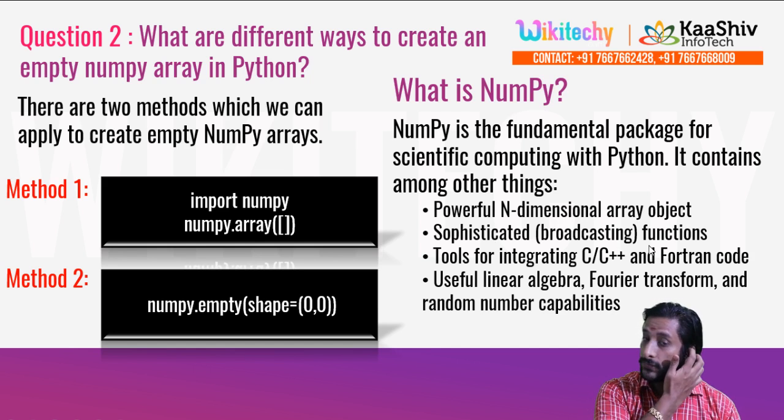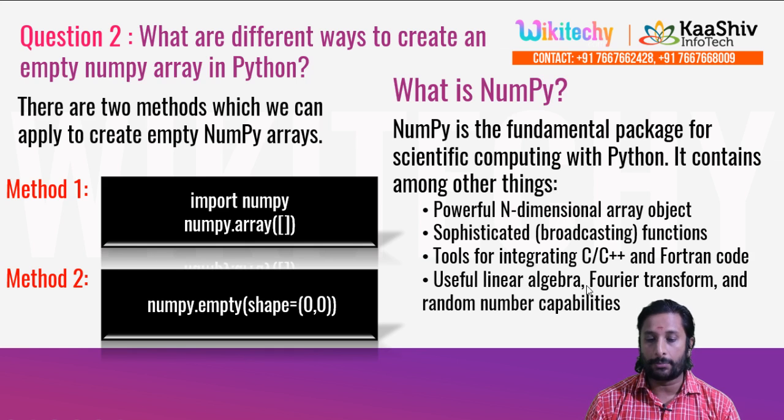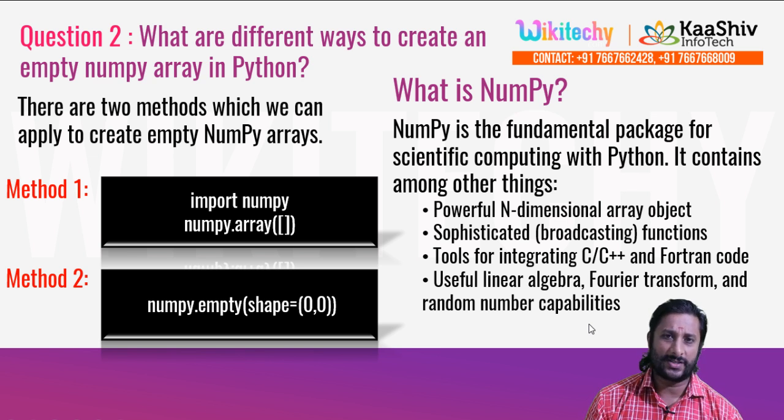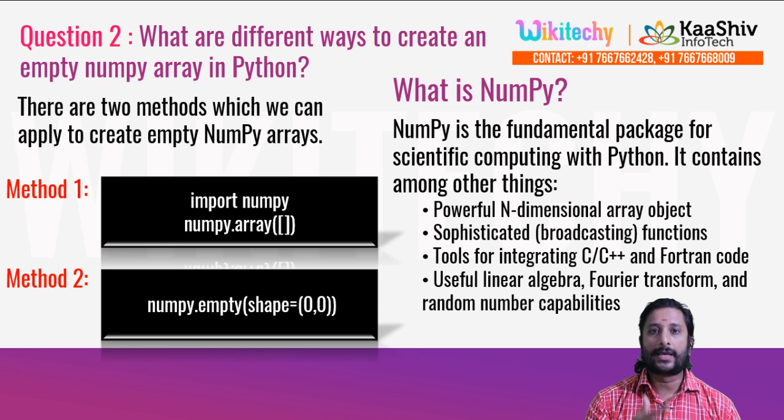It has a lot of sophisticated functions like broadcasting. It has a lot of tools for integrating C, C++ and Fortran code. It has a useful linear algebra library, Fourier transform and random number capabilities. There are lots of functionalities available in NumPy. That's why we are using NumPy for a lot of scientific computing.